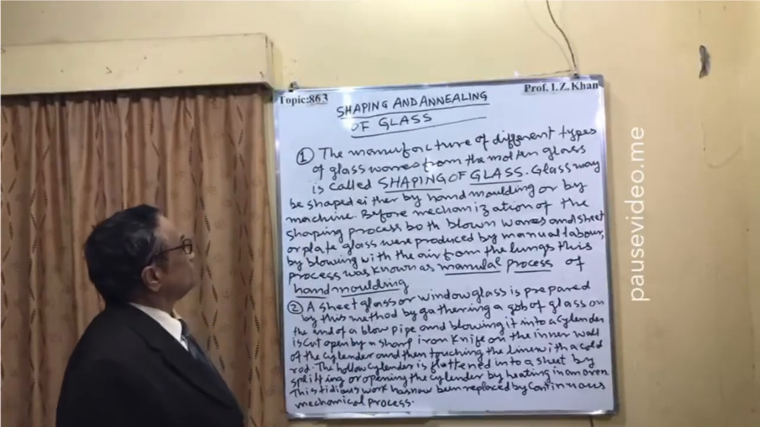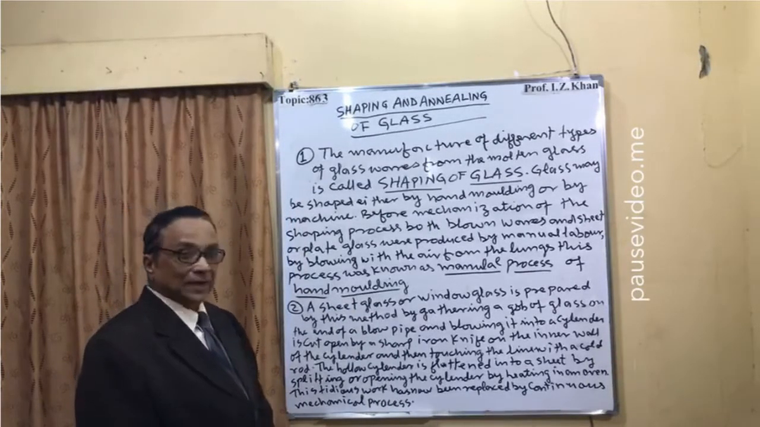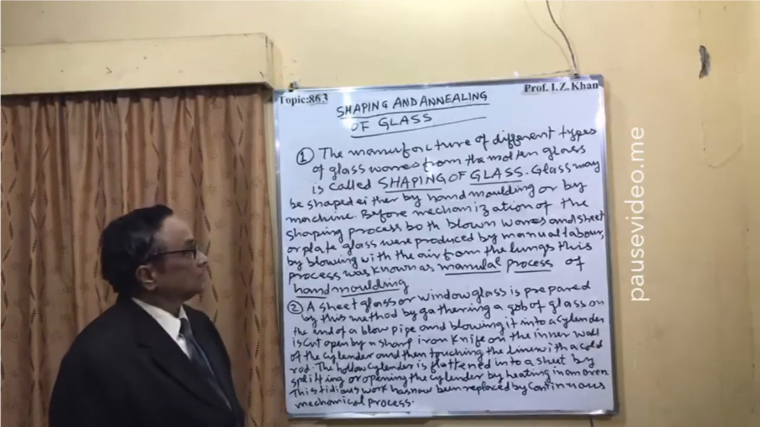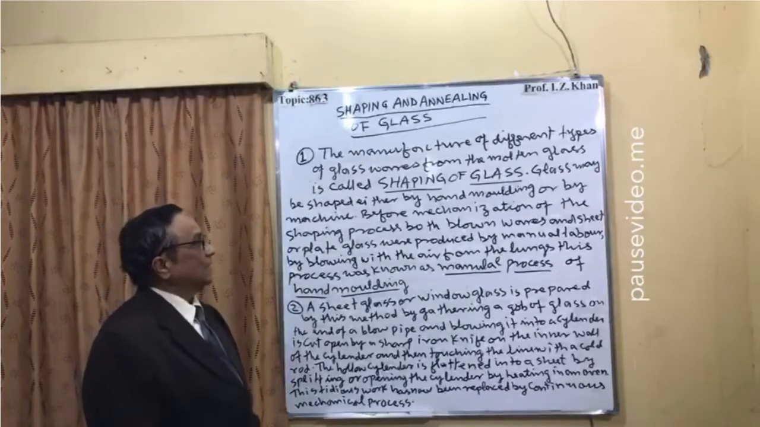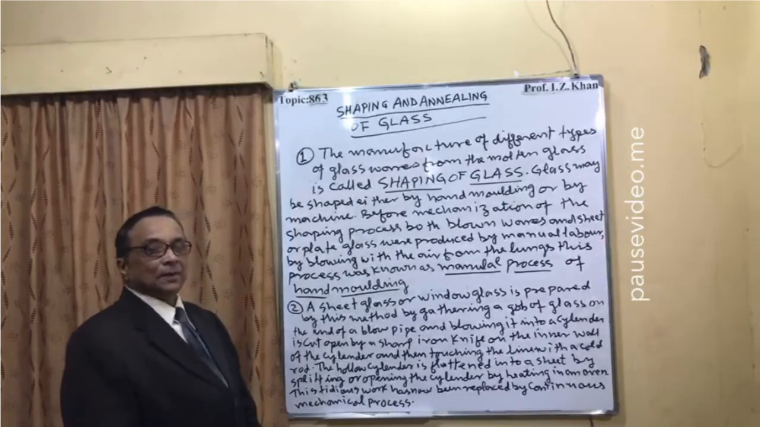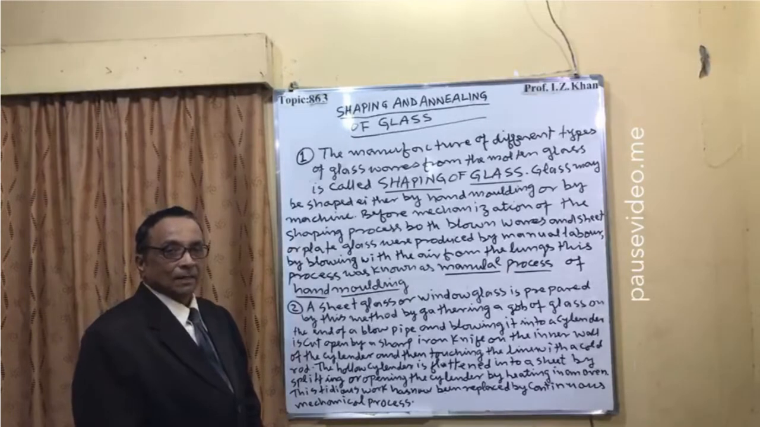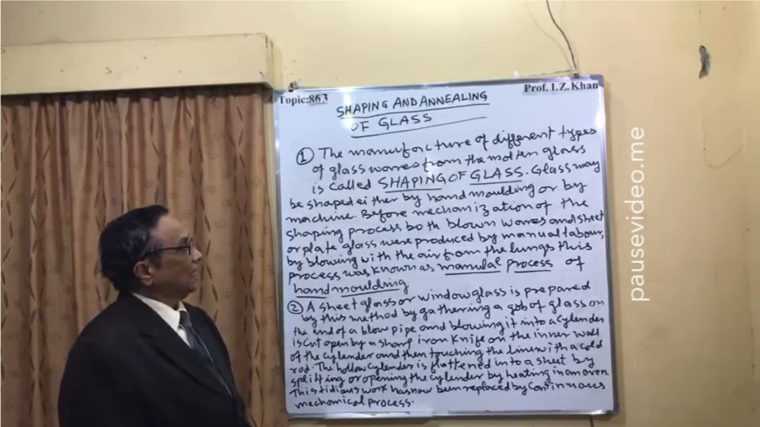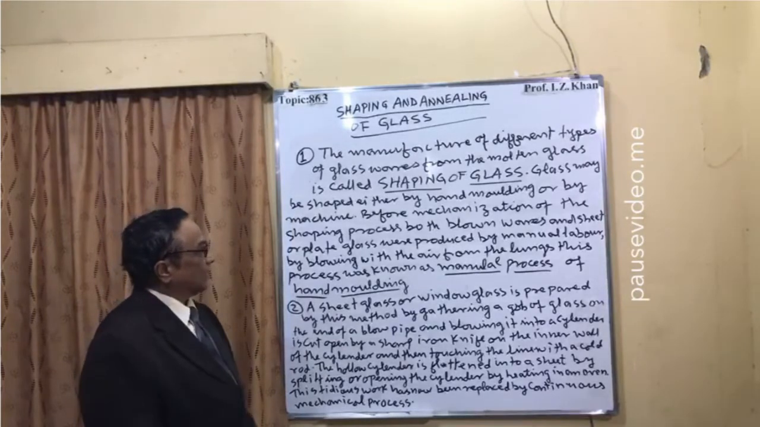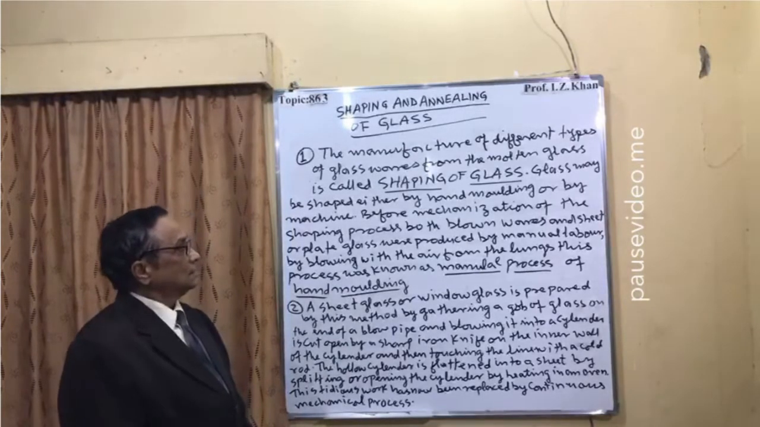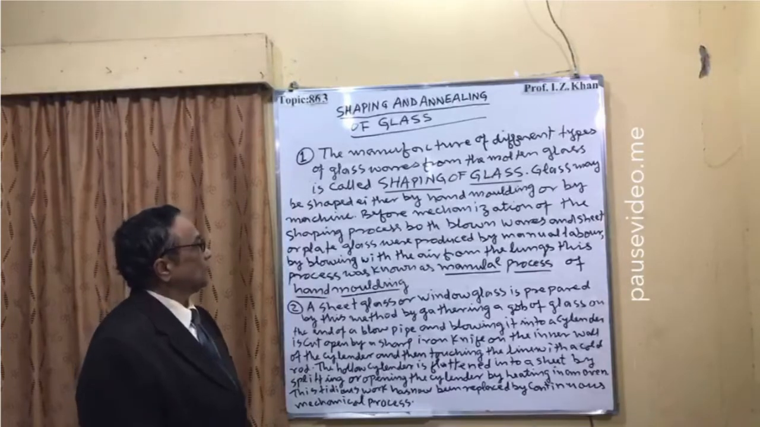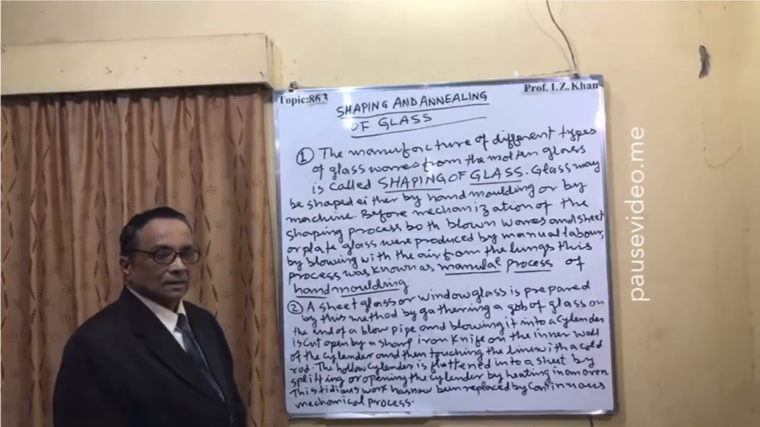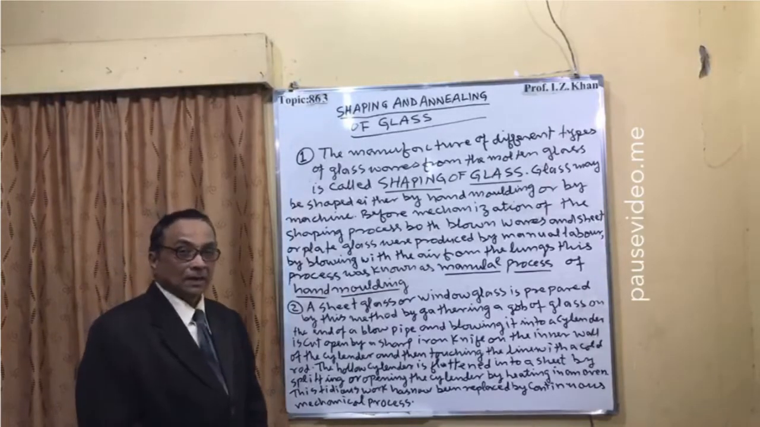Number one, the manufacture of different types of glass from the molten glass is called shaping of glass. What different types of glasses we are getting from the molten glass is called shaping of the glass. And glass may be shaped either by hand molding or by machine. Previously, some hundreds of years ago, all glass molding was done by hand.